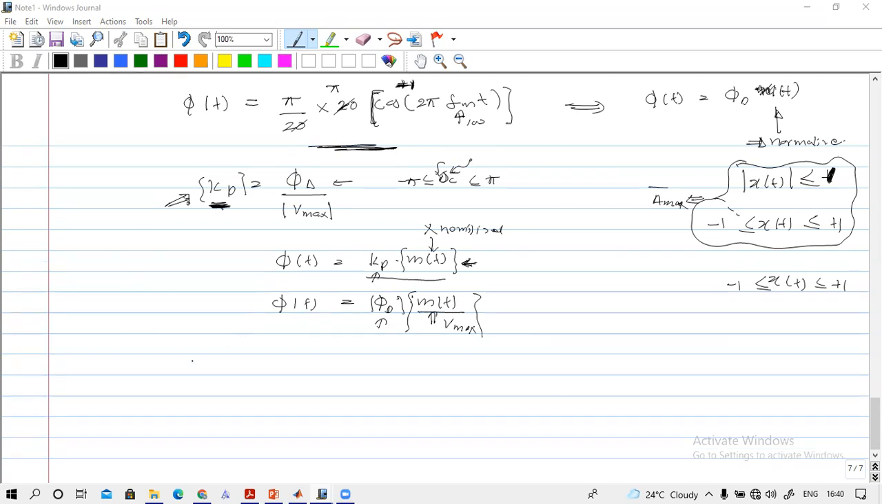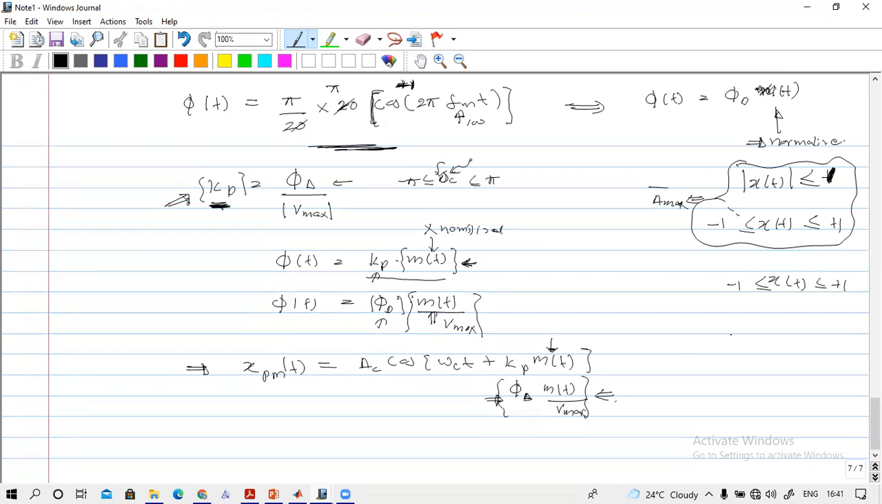I prefer to write my phase modulated signal as Ac cos(omega c t plus Kp m(t)). Here m(t) is the direct signal, our message signal. And if we are using the modulation index phi delta instead of this Kp, you have to normalize the same thing by dividing it by V max. This is a very important thing. If you write the total signal with this modulation index directly, you will get the wrong answer.